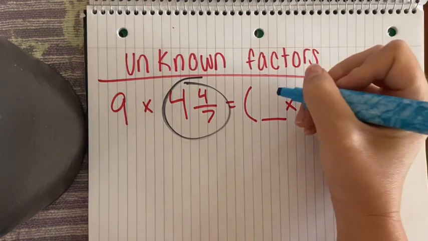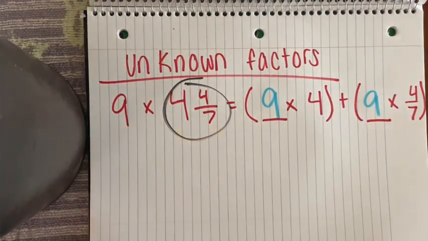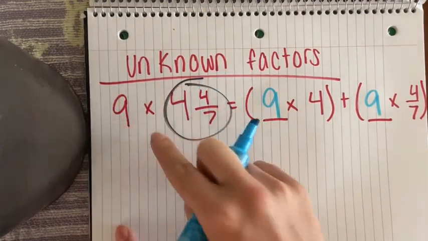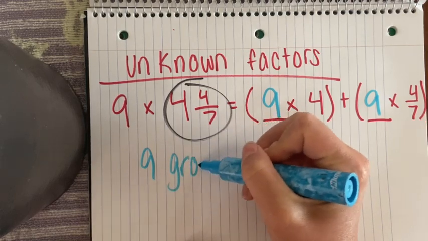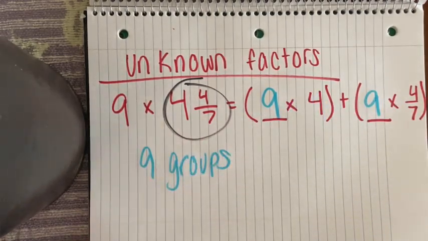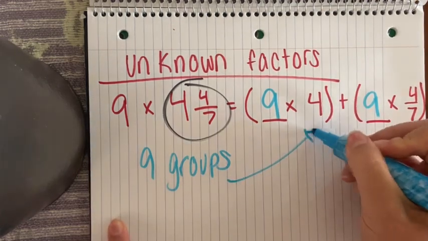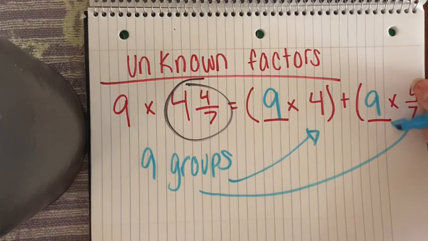Yes, our 9. So all we have to do is put a 9 in both of these brackets, because I want you to always remember this multiplication sentence is basically saying we are going to have 9 groups or 9 units of that 4 and 4/7. So we have 9 groups of 4, and we also have 9 groups of 4/7.